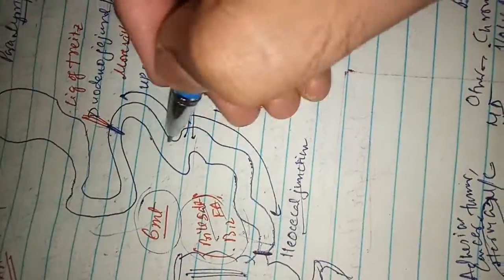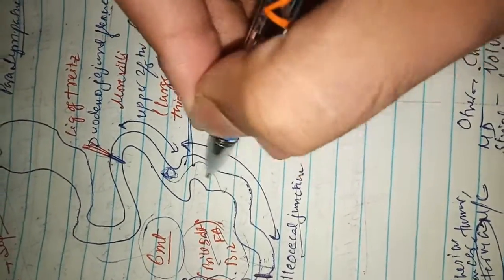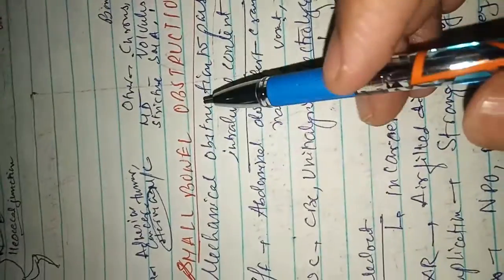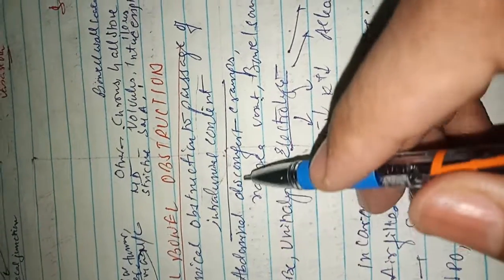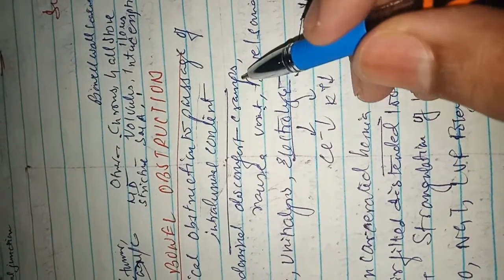Now coming to a clinical disease, that is small bowel obstruction. What is small bowel obstruction? It is a mechanical obstruction to the passage of intraluminal content. If the intraluminal content present in the small intestine does not flow to the cecum, then it causes small bowel obstruction. What will be the clinical features? The patient will complain of abdominal discomfort, pain, cramps, nausea, vomiting, and abnormal bowel sounds.